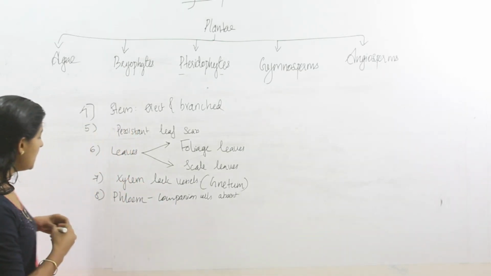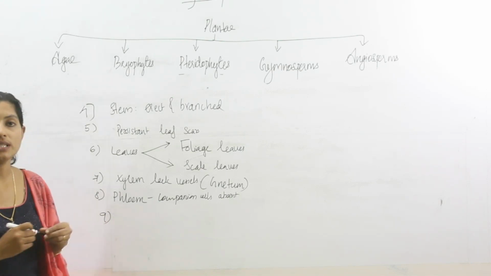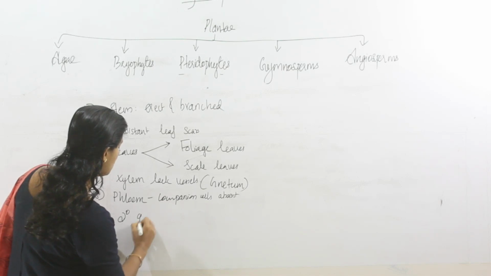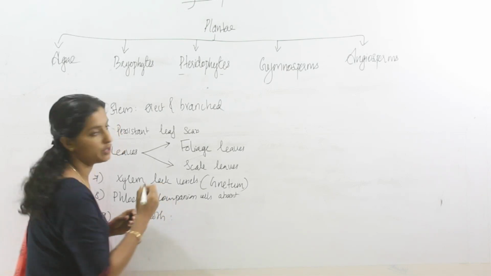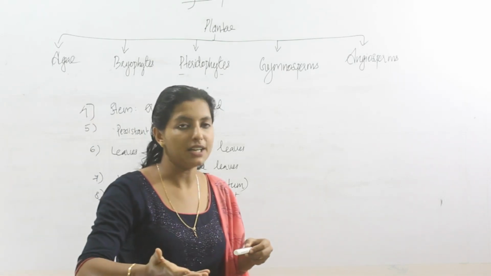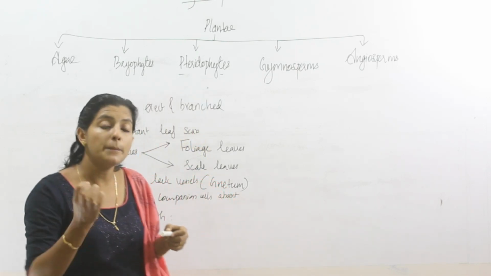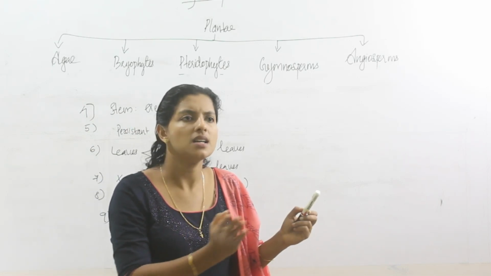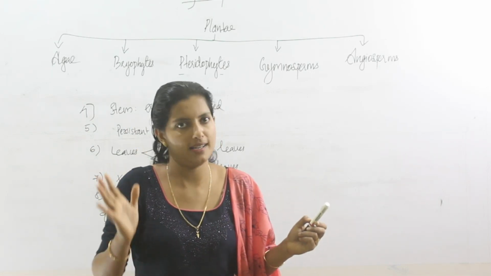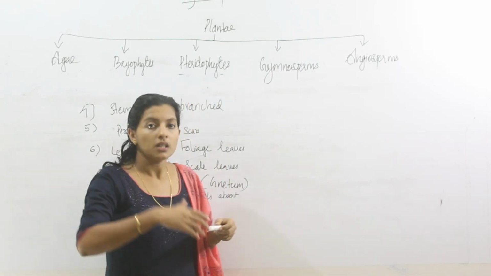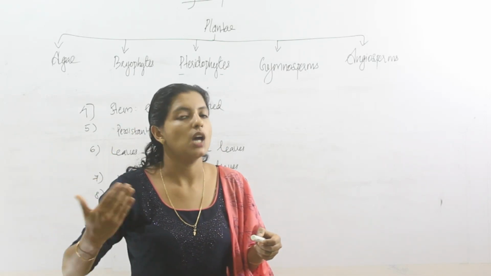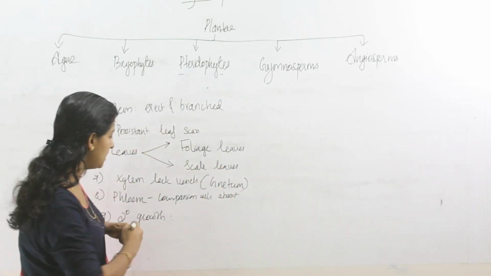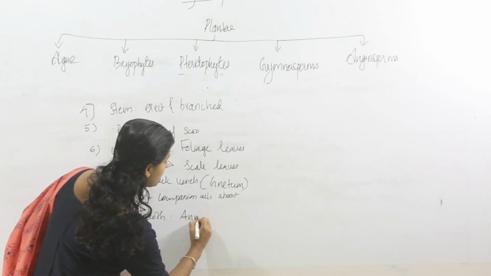Then gymnosperms show extensive secondary thickening. Secondary growth is present in gymnosperms, and after secondary growth, they produce perfect annual rings. We know what an annual ring is. An annual ring means it is the growth for a year. So by counting the annual rings, we can calculate the age of trees. In gymnosperms, after secondary growth, the annual rings are very clear.